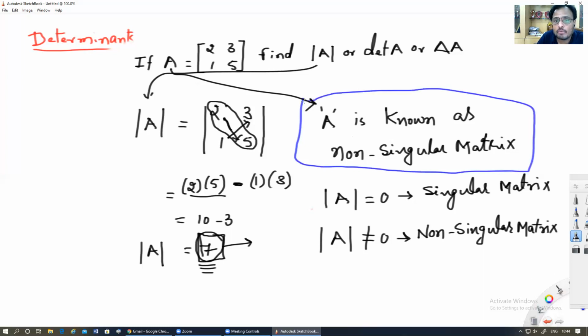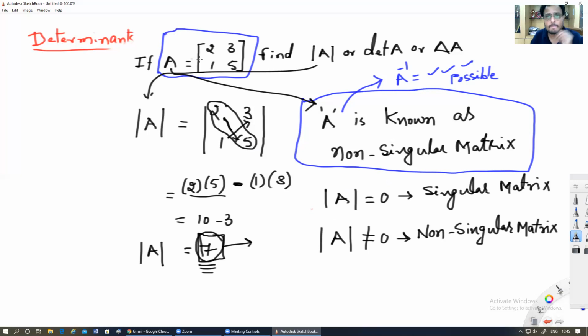But further, in matrices, if it is non-singular, definitely its inverse is possible. We can definitely calculate its inverse. So that is 5 marks. You can repeat this video any number of times. Once again, A is the square matrix I have given, of 2 by 2 order, or simply called second order. Find the determinant of A, that is determinant of A or det A or delta A.